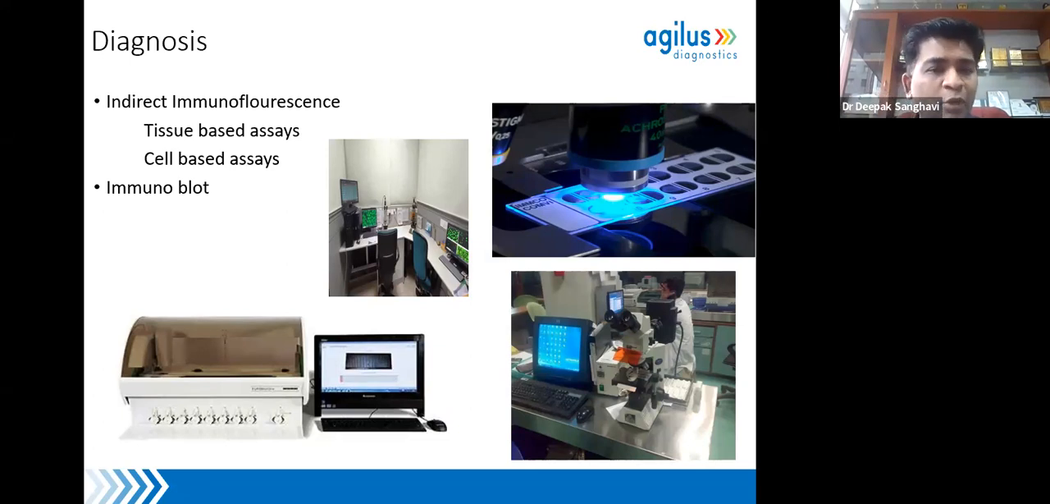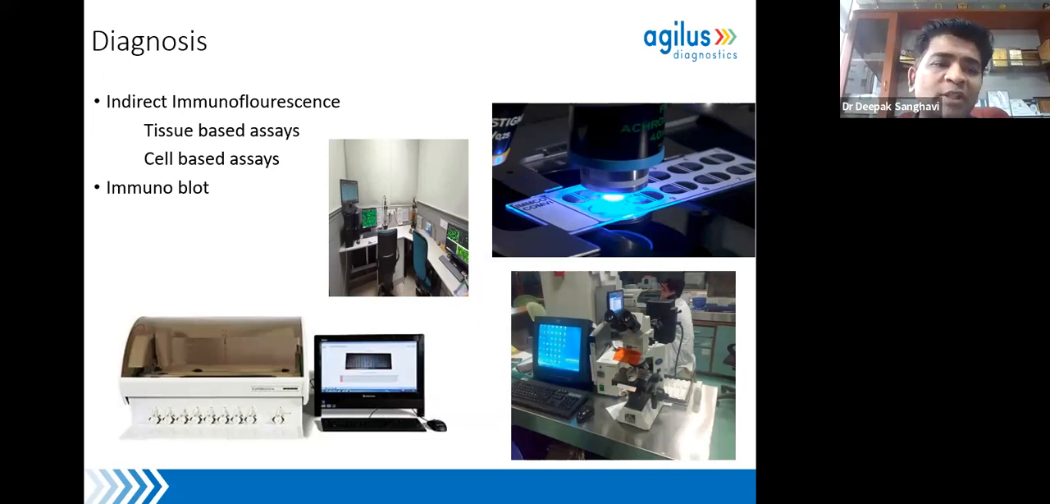Maybe cerebrum, maybe cerebellum, whichever area is involved, you will be able to diagnose those antibodies. And then the new assays which have come, which are more specific and better, are the cell-based assays. I will go into more detail about the cell-based assays, because they are very accurate, more sensitive, and the diagnosis is also very fast. So in indirect immunofluorescence, there are two types of kits available. One is the tissue-based assay. Second is the cell-based assay. We are mainly using cell-based assays.